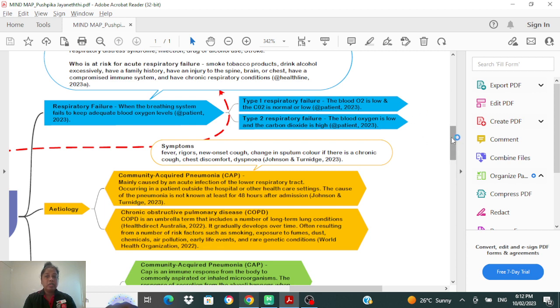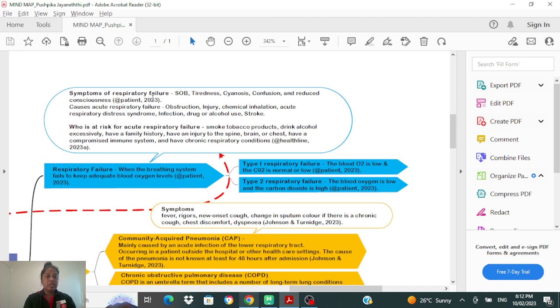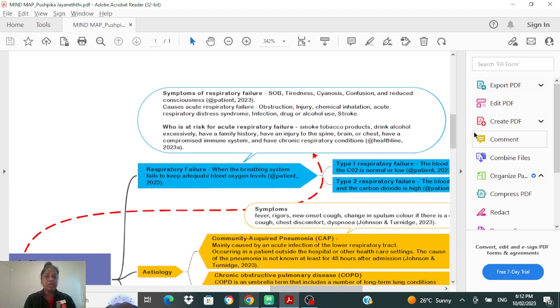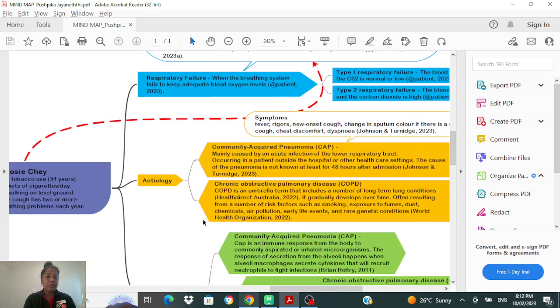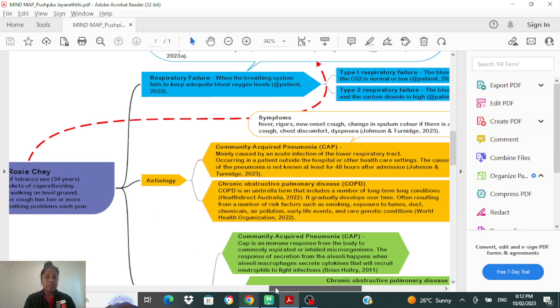These are the symptoms of respiratory failure. Those at risk of acute respiratory failure are people who use tobacco products, because if you look at her, she has been using tobacco for 34 years, and she's smoking 1.5 packets of cigarettes per day.